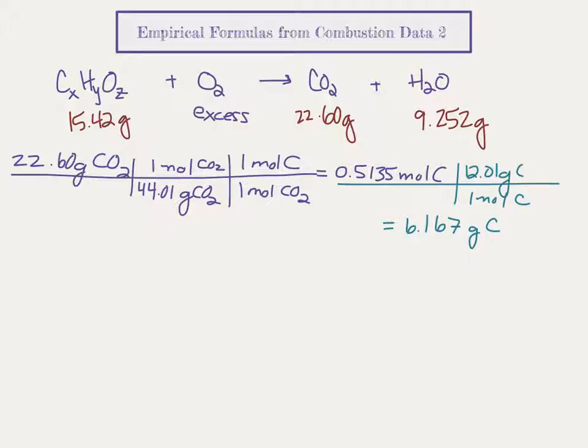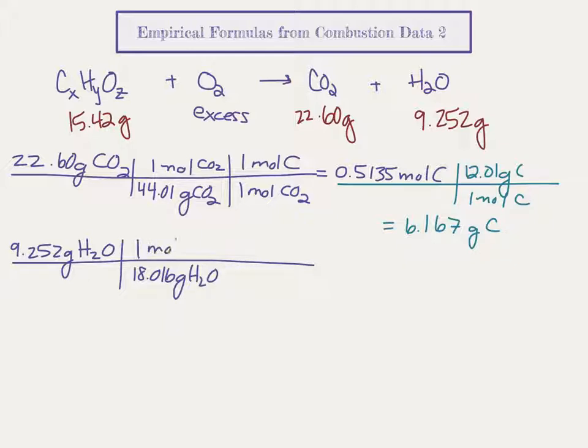Okay, now we'll do the same analysis for water. I'll start with my 9.252 grams of water, using the molar mass of water, which is 18.016 grams of water per mole of water. And now that I have moles of water, I can use a mole to mole ratio. 2 moles of hydrogen. Stop, take a breather, make a calculation. I have 1.027 moles of hydrogen in my original sample.